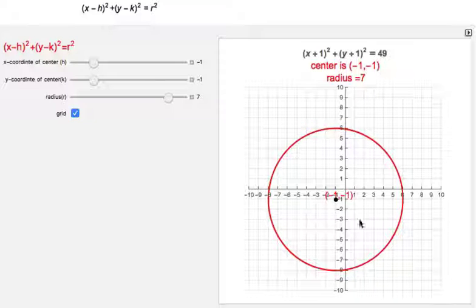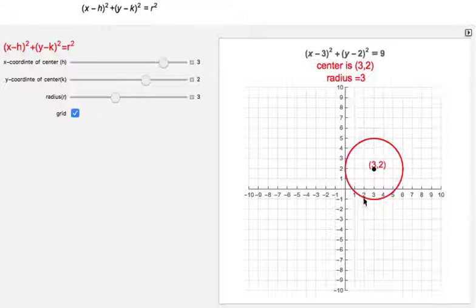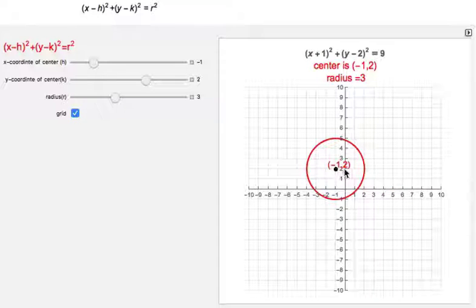So if we're given this circle, let's pick a random circle, we should be able to write the equation based on the circle. Well, we have a center here at, let's make it (-1, 2). And the radius is 3. So the equation is (x + 1)² + (y - 2)² = 3² = 9.